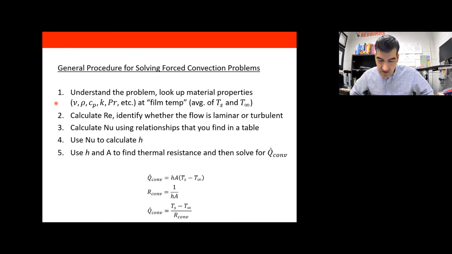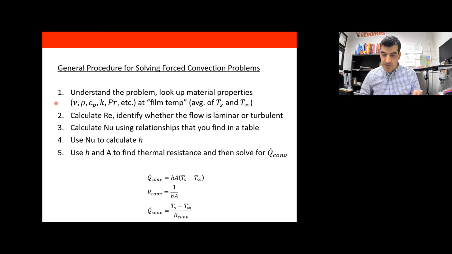And it looks like we are given the properties of engine oil at the film temperature, which again is the average between the solid surface temperature and the bulk fluid temperature. The average of 20 Celsius and 60 Celsius is 40 Celsius. So here we have the material properties, the density, the Prandtl number, the thermal conductivity, and the kinematic viscosity of the engine oil at 40 degrees Celsius.